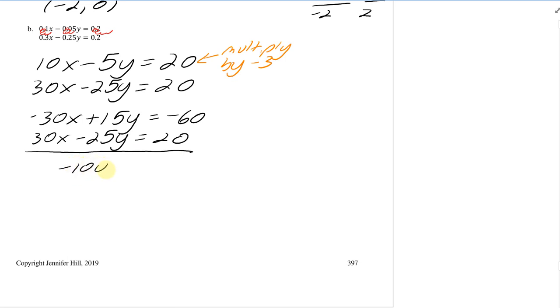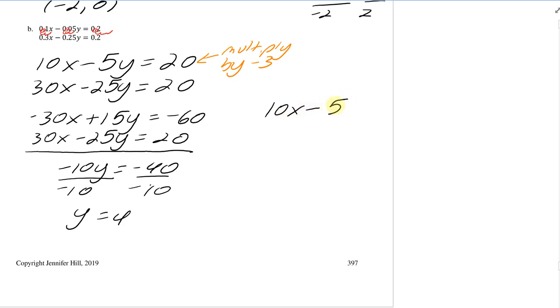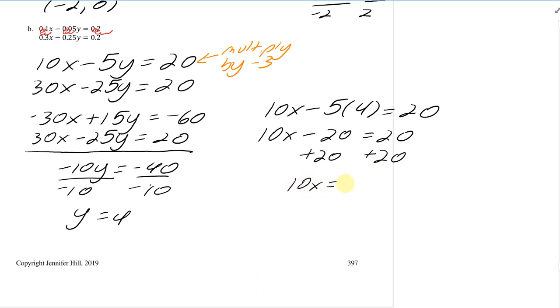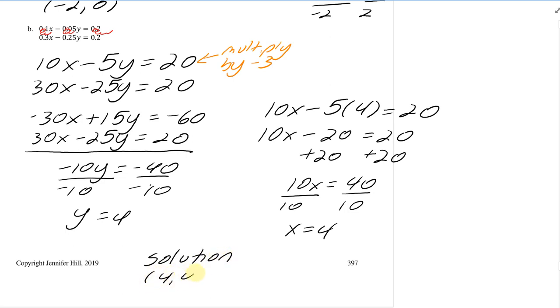now I get negative 10y equals negative 40. Divide both sides by negative 10, I get y equals 4. And now I'm going to plug this back into one of the nicer equations, so I'll plug it back into the top one. So this will become 10x minus 5 times 4 equals 20. So that's 10x minus 20 equals 20. Add 20 to both sides, so I get 10x equals 40. Divide both sides by 10, and I get x equals 4. So now I'll just write my solution. My solution here is 4, 4.